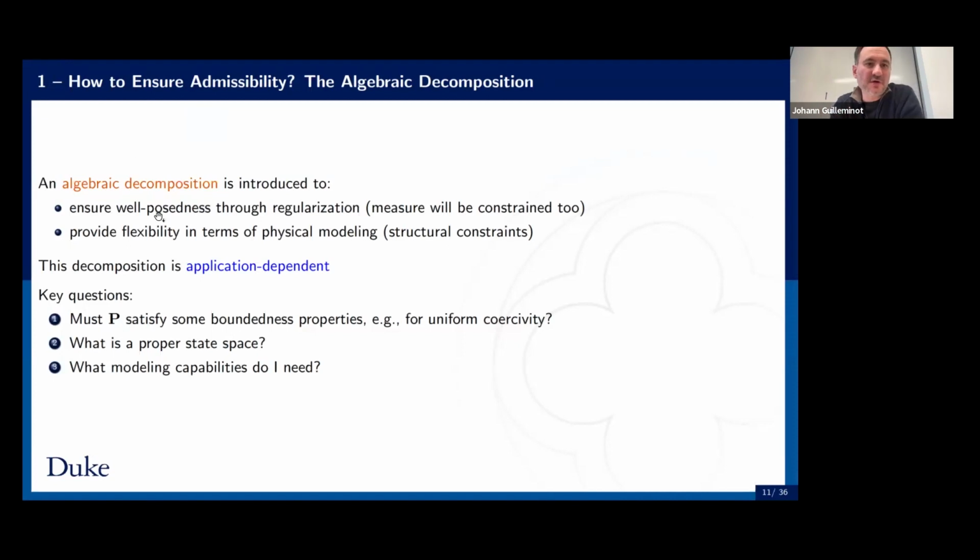The goal is really to ensure well-posedness, and also to provide some flexibility in terms of the physical modeling. This decomposition is really application dependent. Whether you deal with Navier-Stokes or linear elasticity or nonlinear elasticity is going to change how it looks. This is the reason why I'm not going to propose a catalog of the stuff, but I'm going to show you exactly how it looks for blood vessels. The key question you need to ask is what P must satisfy to ensure well-posedness. Does it have to be bounded? Does it have to satisfy some coercivity property?